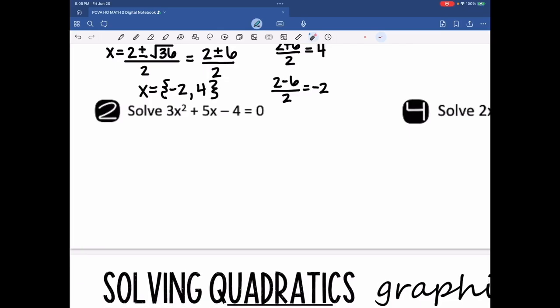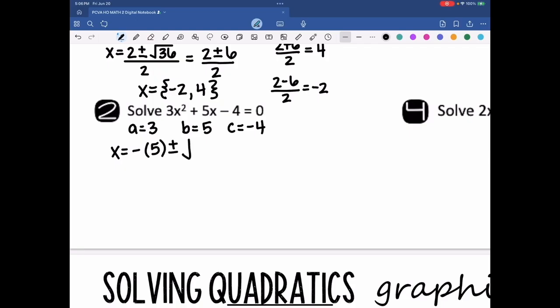For number 2, I have 3x squared plus 5x minus 4. So I'm going to take my quadratic formula, and I need to identify my a, my b, my c. So my a is 3, my b is 5, and my c is negative 4. So I'm going to say x equals negative 5 plus or minus the square root of 5 squared minus 4 times 3 times negative 4. And that's all going to be divided by 2 times a, so 2 times 3. And we're going to simplify this.